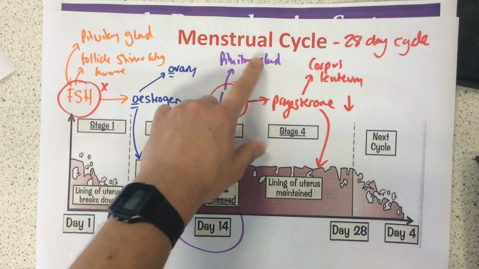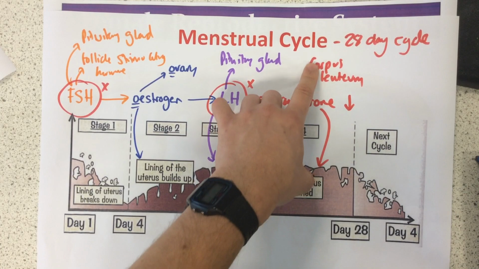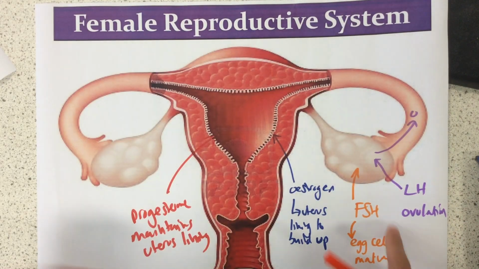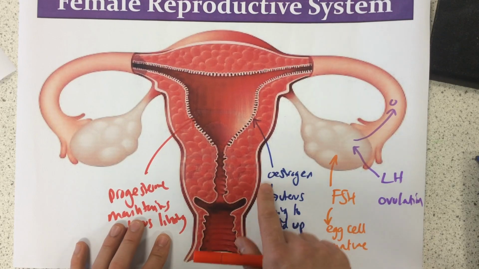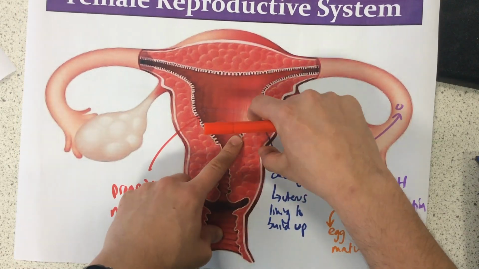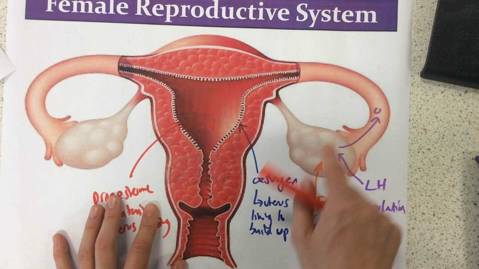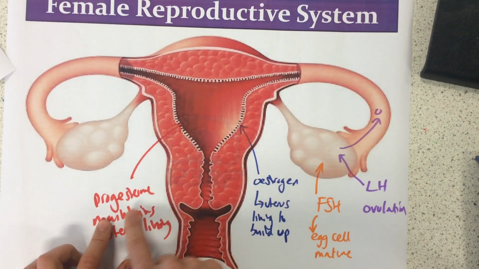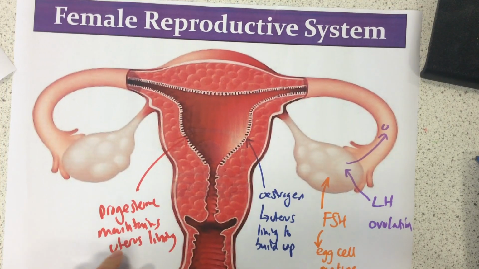So, just to summarise, the 4 hormones involved are FSH, estrogen, LH and progesterone. FSH and LH are released from the pituitary gland, estrogen from the ovary, progesterone from the corpus luteum. The job of FSH is to mature the egg cells. The job of estrogen is to build up the lining in the uterus. The job of LH is to allow ovulation to occur, the release of the egg cell. And the job of progesterone is to maintain the levels of lining in the uterus.